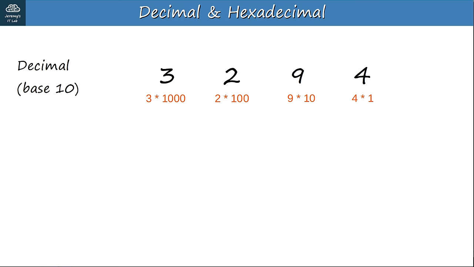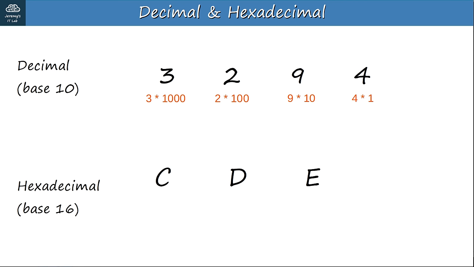Now let's look at this number in hexadecimal. Decimal 3294 is written in hexadecimal as CDE. How does that work? Well, the first digit represents ones, so this is E times 1, and E is equal to 14, so that equals 14. The next digit increases by a factor of 16, and 1 times 16 is 16, of course, so this is D times 16, and D in hexadecimal is equal to 13, making this equal to decimal 208.